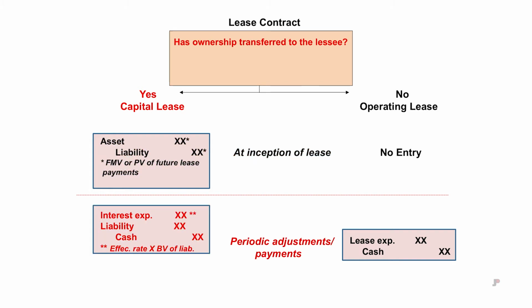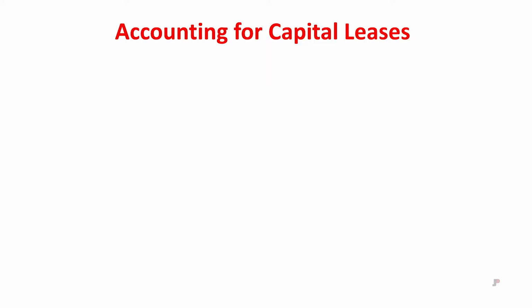And then throughout the life of the lease, as the lease payments are made, cash is reduced, interest expense is recognized using the effective interest method, effective interest rate times the book value of the liability, see video 41, and the liability is gradually reduced. Separately, the leased asset is depreciated over its useful life using whatever depreciation method is appropriate for the lessee. Let's now move to an illustration of capital lease accounting.